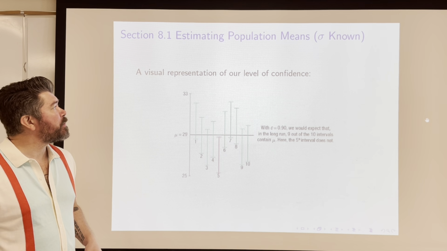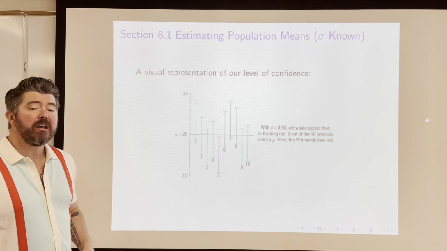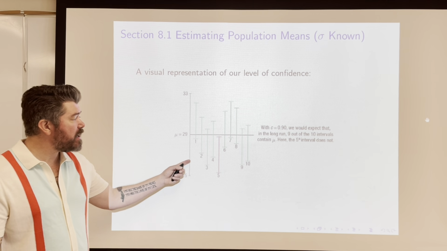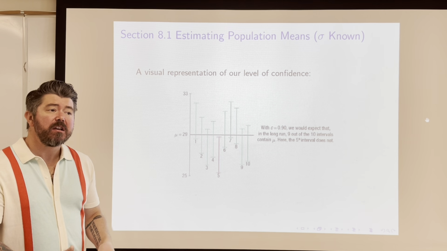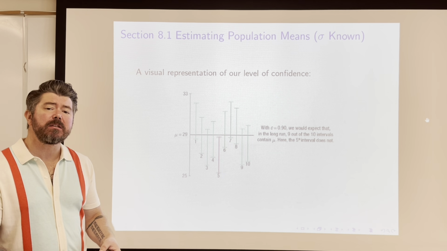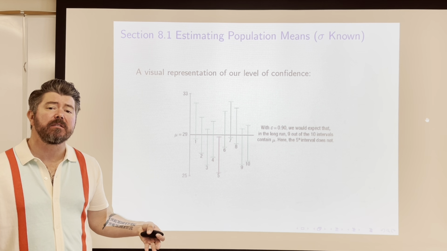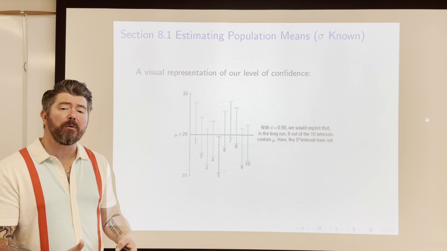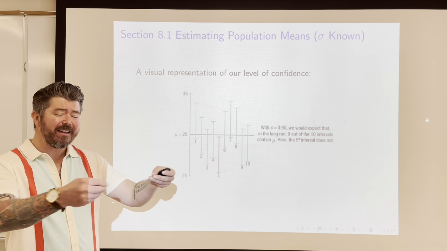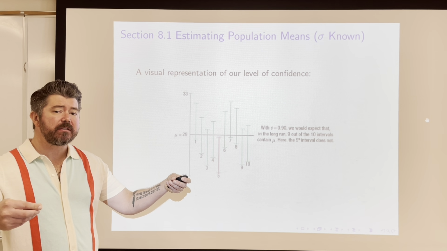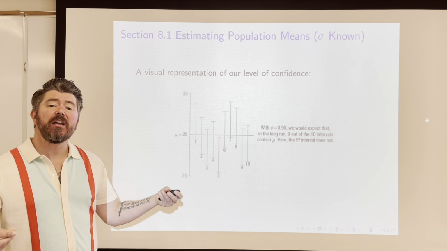A visual representation for this is if we had 10 interval estimates. So we're getting each interval estimate from a different sampling. So we have 10 different samplings, and we look at our sample mean for each sample, and we expand that around the sample mean to create an interval estimate.